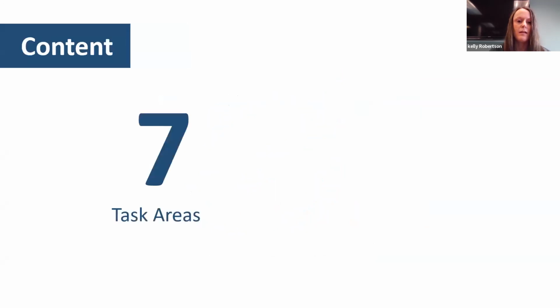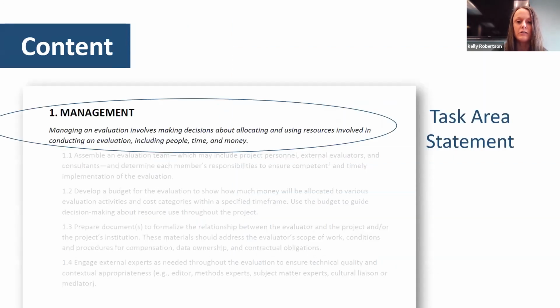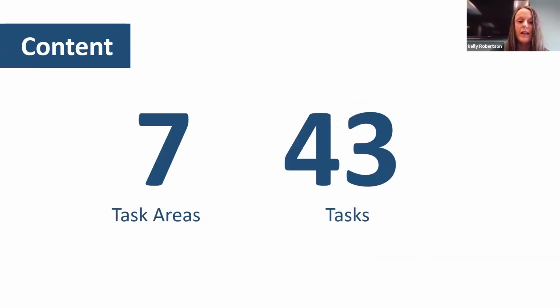And the task list that we came up with, the tasks fall into 7 different task areas. For each task area, there is a task statement that generally describes the task area and gives indication about the type of tasks you may find. And then we came up with 43 tasks that fall among these 7 task areas.